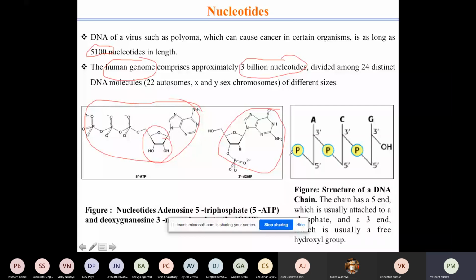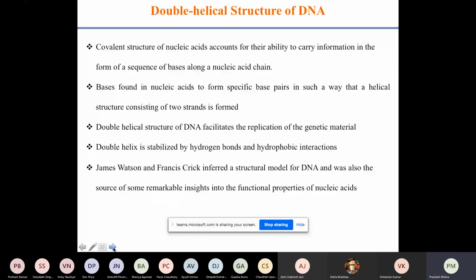And if you look at the structure, for example, ACG, so this is adenosine, this is a cytosine, this is a guanine, and they are having phosphate residue. So you have one nucleotide here, another nucleotide, third nucleotide linked by phosphodiester bond. So after that, these DNA molecules, they have an organization. And normally what happens is that they are having double helical structure.